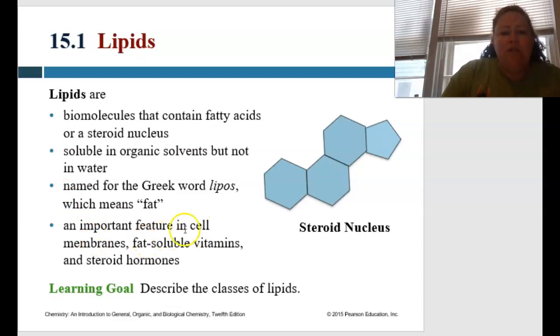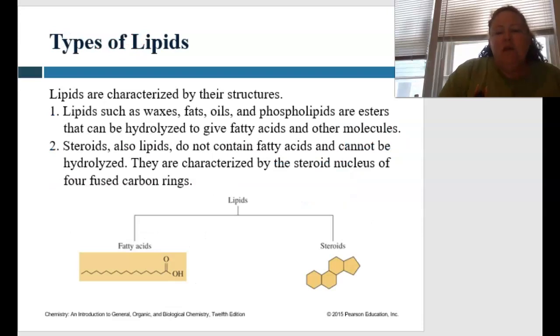And lipids are an important feature in all cell membranes, fat-soluble vitamins, as well as steroid hormones. And so this would be like the center, the guts of a steroid. The 3 stop signs in a house is what I call them, right? So anyway, we're going to go on a little bit further and describe the different classes of the lipids. So lipids are characterized by their structures.